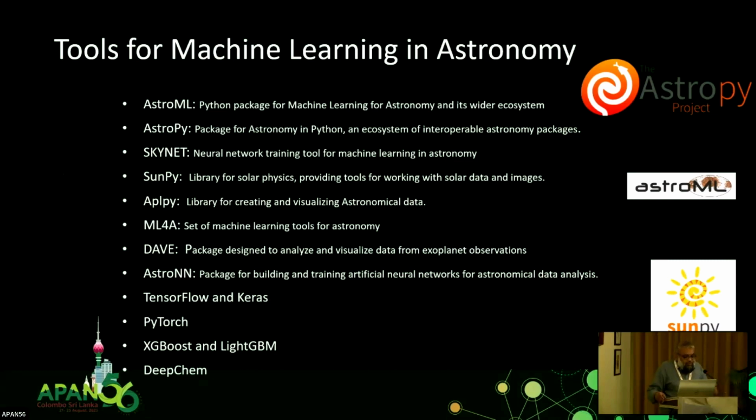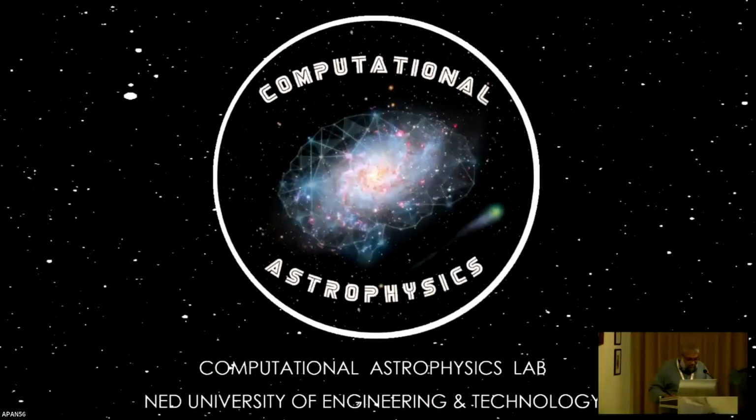For example, AstroML, the Python package for machine learning for astronomy. You can apply the basic classification algorithms there. That might help you to begin with. Then you can start working with classification algorithms deeper and deeper and get more insight. Similarly, AstroPy, Skynet, SunPy, and AstroNN, a lot of machine learning algorithms. You can develop your own as well. People are continuously working on them, and these are all open source. Someone has created them and made them available for others. Now it's time for you to create and make them available for others.